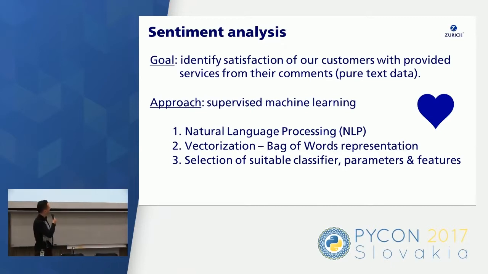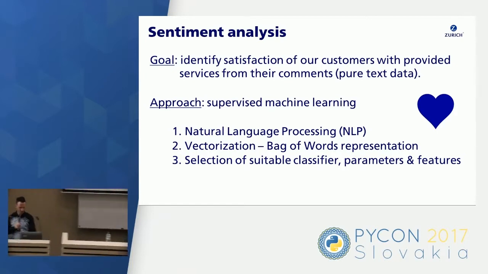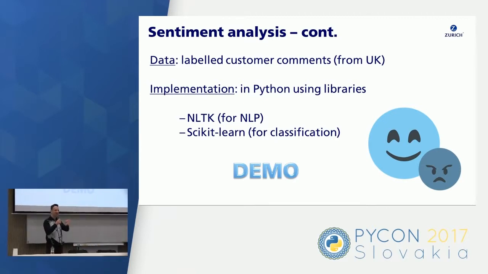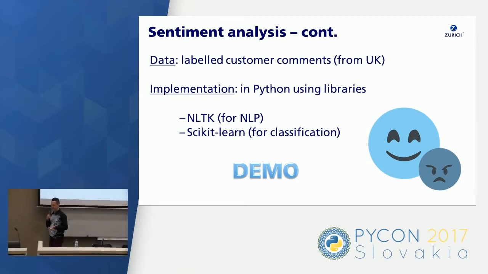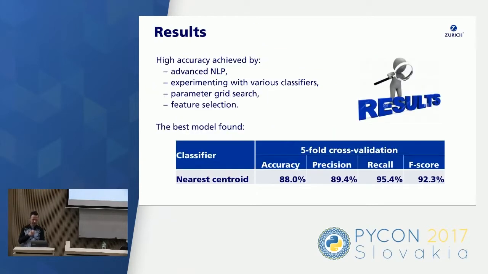There are many zeros. So I use these occurrences as explanatory variables in my prediction model. As I mentioned, I have data from the UK labeled by a human, so I know the sentiment from this data. And I'm going to perform this analysis in Python using open source libraries, namely NLTK, which is the Natural Language Toolkit. It was developed by professors from three universities, I guess in the US, Australia and Great Britain. And then I use Scikit-learn to select a proper classifier and do the sentiment analysis classification, sentiment classification. Now I will go to the demo.